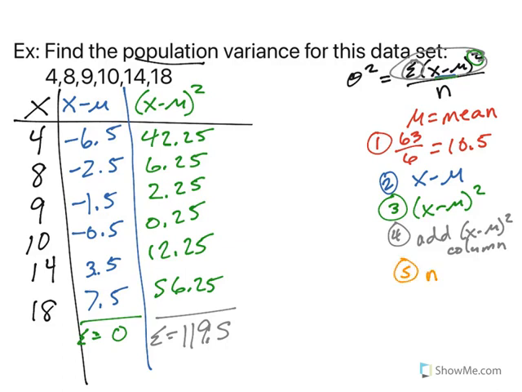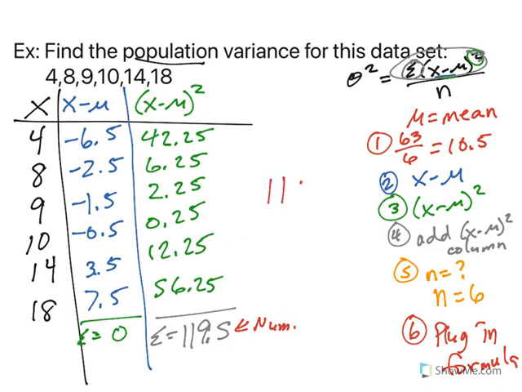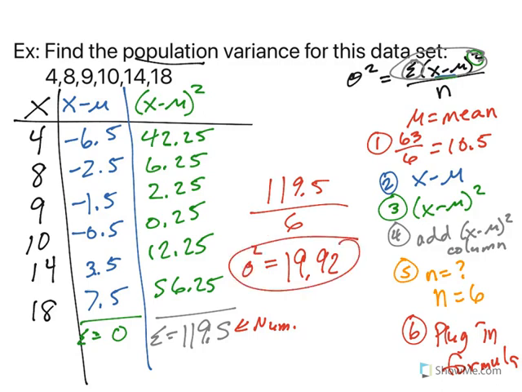Well, what is n? N is our sample size. So in this case, we have 6 values. So understand your sample size, and then plug 6 into your formula. I know that this 119.5 is my numerator. So 119.5 divided by n, which is 6, rounded to the nearest hundredth, I get 19.92. So sigma squared is 19.92. So you can see if you create the table, it gives you a nice organized way to do this.